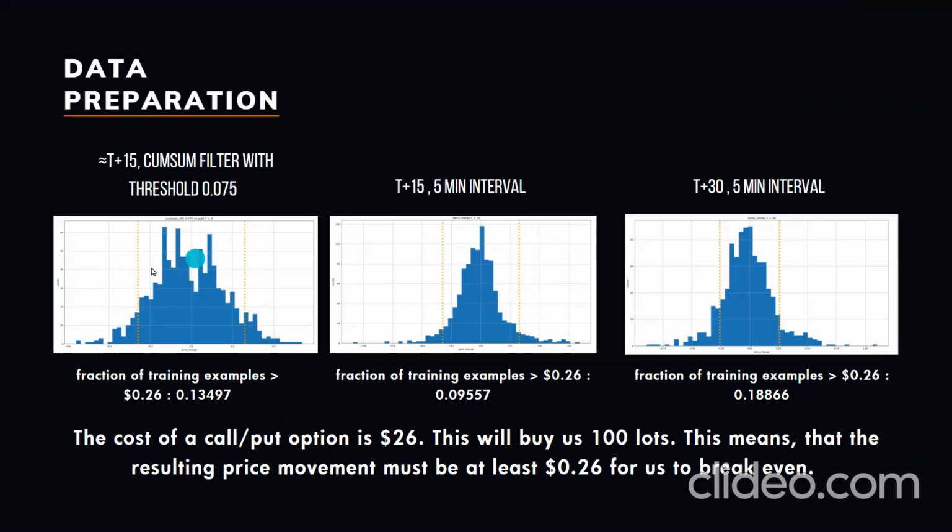So we can also try a CUSUM filter. This will also give us a lead time of approximately 15 minutes, and the sampling is also roughly at the 5-minute level. And this will give us 26%. So this will increase the chance that the price movement will be larger than 26 cents.